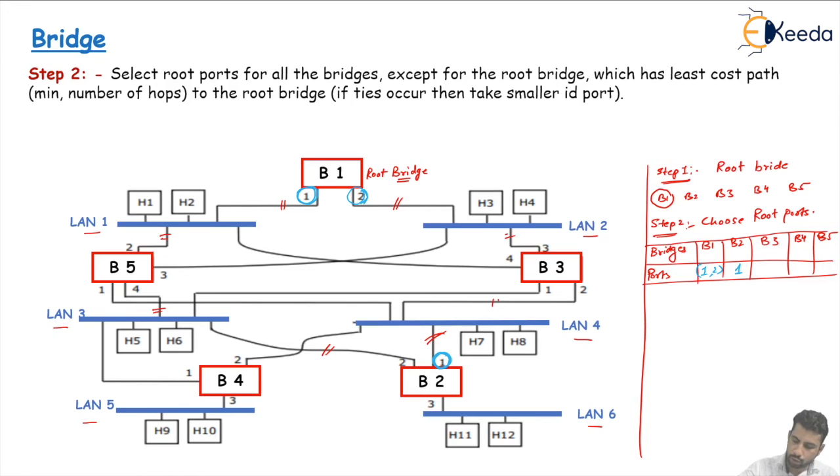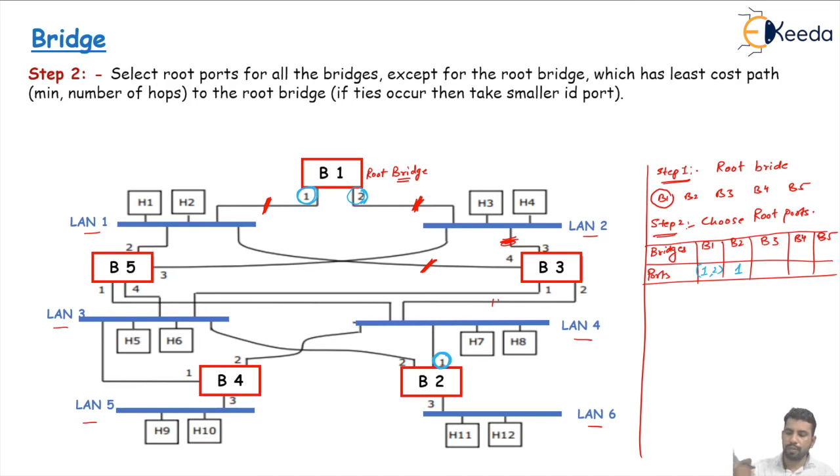Same as this, try to choose for yourself for bridge number 3 and 4 by pausing the video. Try to solve for bridge number 3. For bridge number 3, is it possible to reach the root bridge with port number 3 and 4? Port number 3 we will reach through these 1 and 2 by following these two paths. This one and this one. By following port number 4, we will also reach with 2 links or 2 hops.